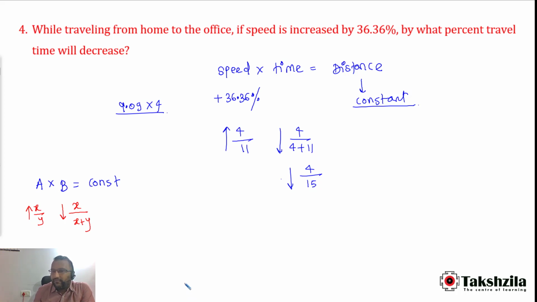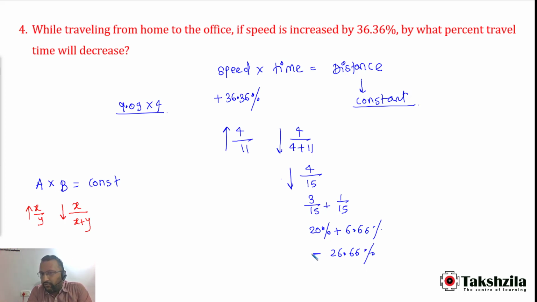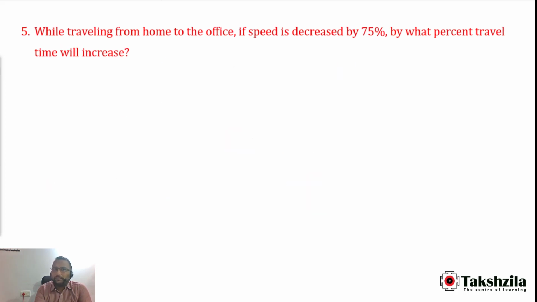Now 4 divided by 15 is equal to how much? It is nothing but 3 by 15 plus 1 by 15. We know 3 by 15 is 1 by 5, 20%, plus 1 by 15, 6.66%, that is 26.66%. Our travel time will decrease by 26.66% if we increase our speed by 36.36%. Similarly, let's do one more question.